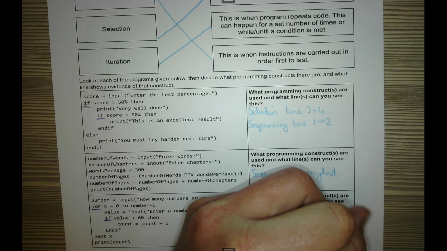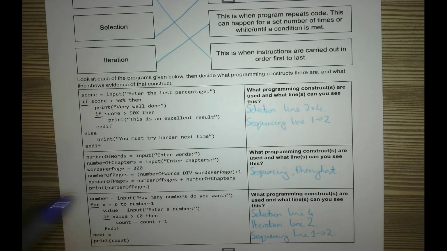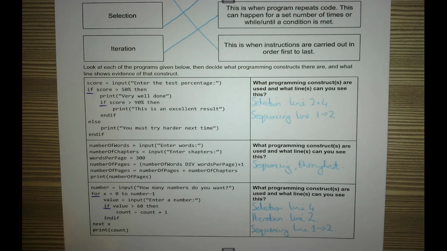Okay, so key things here is iteration. To identify iteration, you're looking for for, while, or until. Okay, for selection, you're looking for an if statement, and sequencing is just when it does stuff in order.